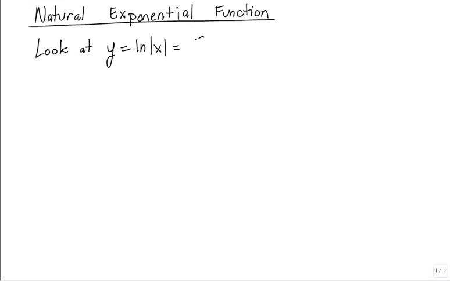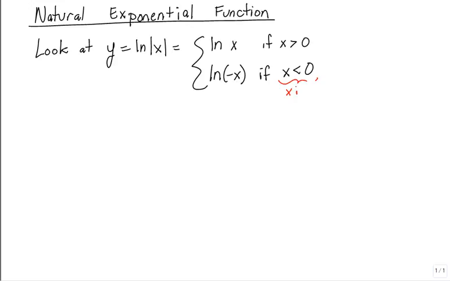Now remember the definition of absolute value. It's ln x if x is greater than 0, so you have a positive number in there. Remember, you can only take the natural log of a positive number, and it's ln of negative x if x is less than 0. Now let's talk about this. If x is less than 0, then x is negative, and you're putting a negative and a negative together, so you are taking the ln of a positive number. So we're okay with that.